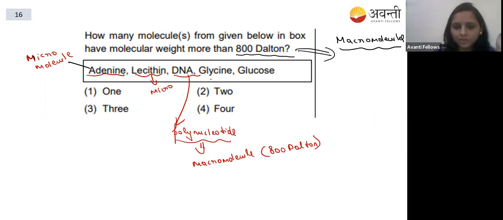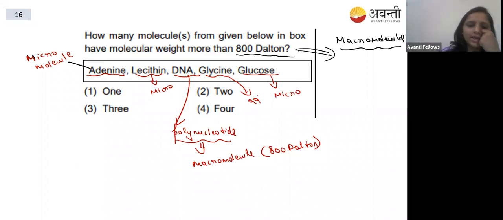Coming to glycine, all of you know that glycine is an amino acid, so it is also a micromolecule. Glucose is also a micromolecule. Then which is the correct answer? Option 1 is correct. There is only one molecule, DNA, having more than 800 Dalton. So the others are wrong.